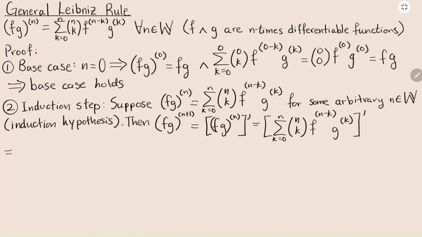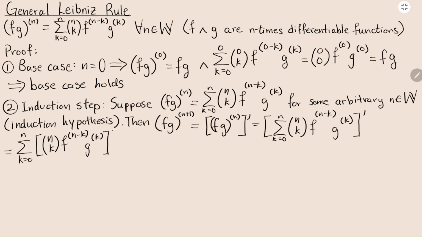Okay, and this is equal to, now notice that when we take the derivative of a sum, the derivative of the sum is the same as the sum of the derivatives. So this will be the sum from k equals 0 to n, and then we're going to take the derivative of each term: n choose k, f to the n minus k, g to the k.